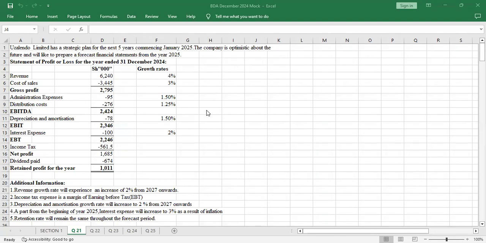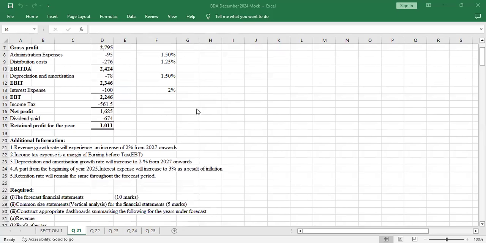So the statement of profit or loss for the year 31st December 2024. We have revenue all the way to retained profit for the year. Then we have the growth rates. Then under additional information, number one, revenue growth rate will experience an increase of 2% from 2027 onwards. Number two, income tax expense is a margin of earning before tax, that is EBT. Number three, depreciation and amortization growth rate will increase to 2% from 2027 onwards.